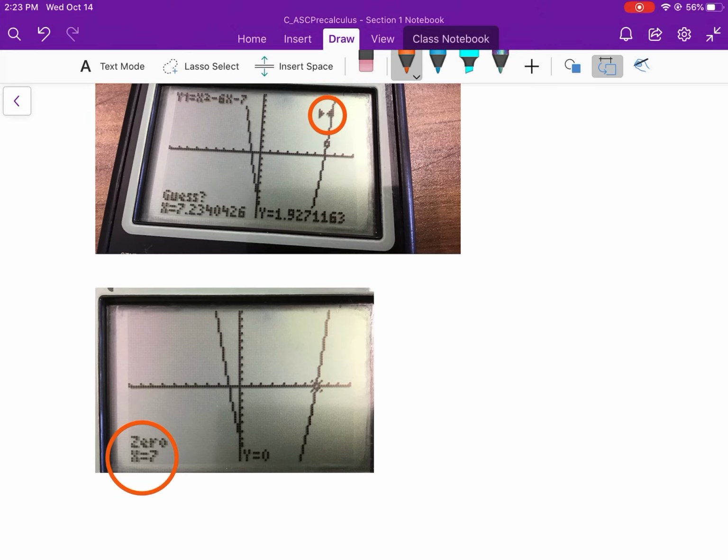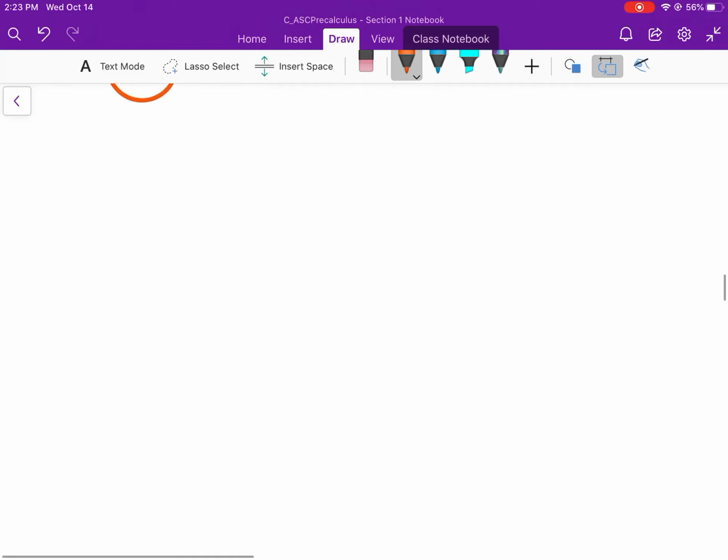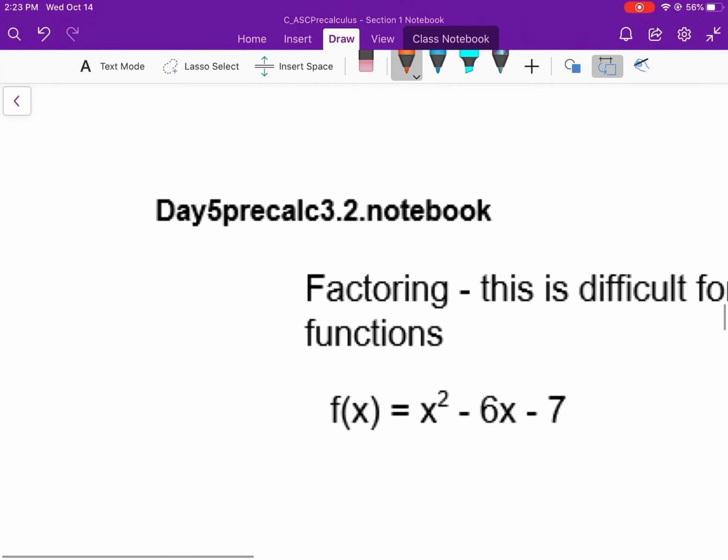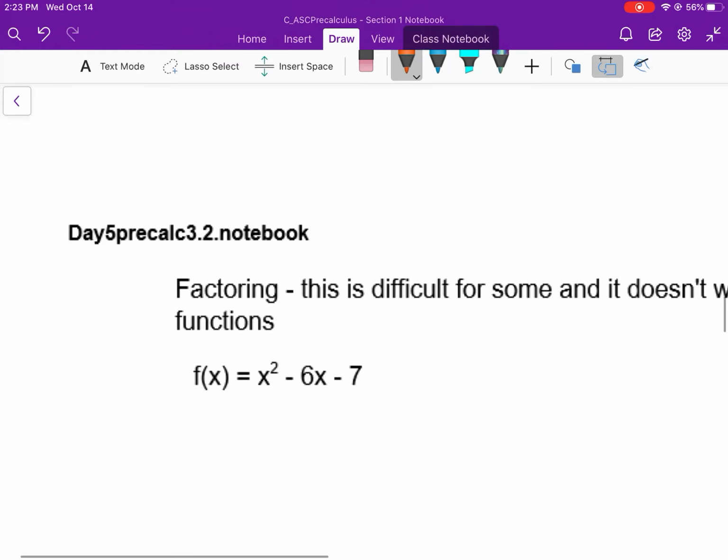I can repeat that for the other root. The other answer is -1. But again, it's only an integer because I made it that way. Most of the time you're going to have decimals. Okay, so now factoring. Notice I have the same equation for factoring.